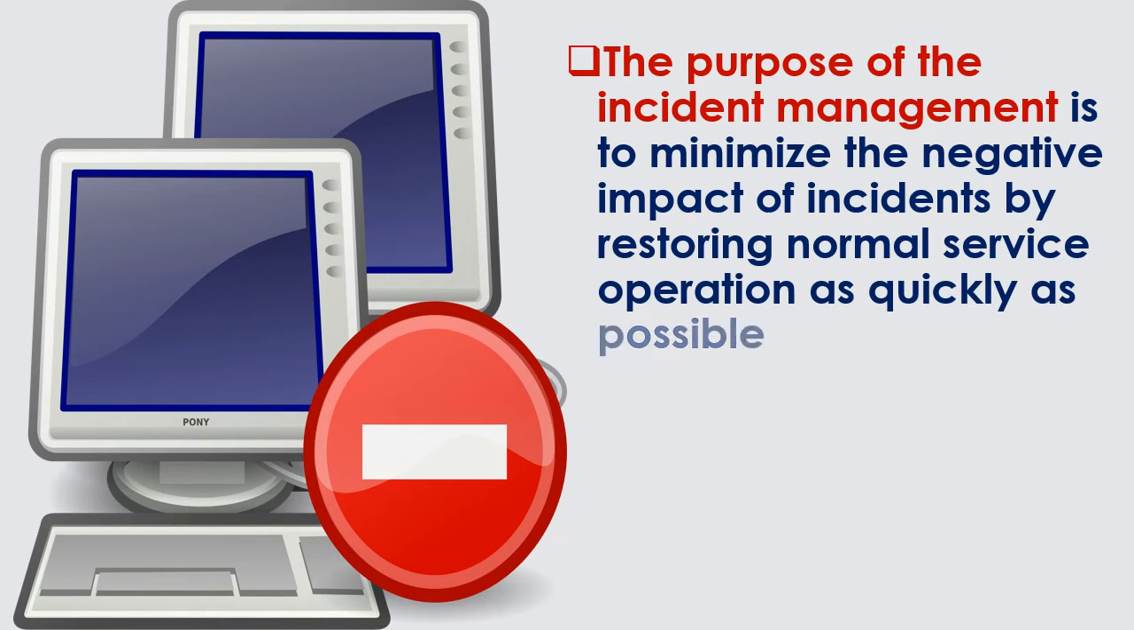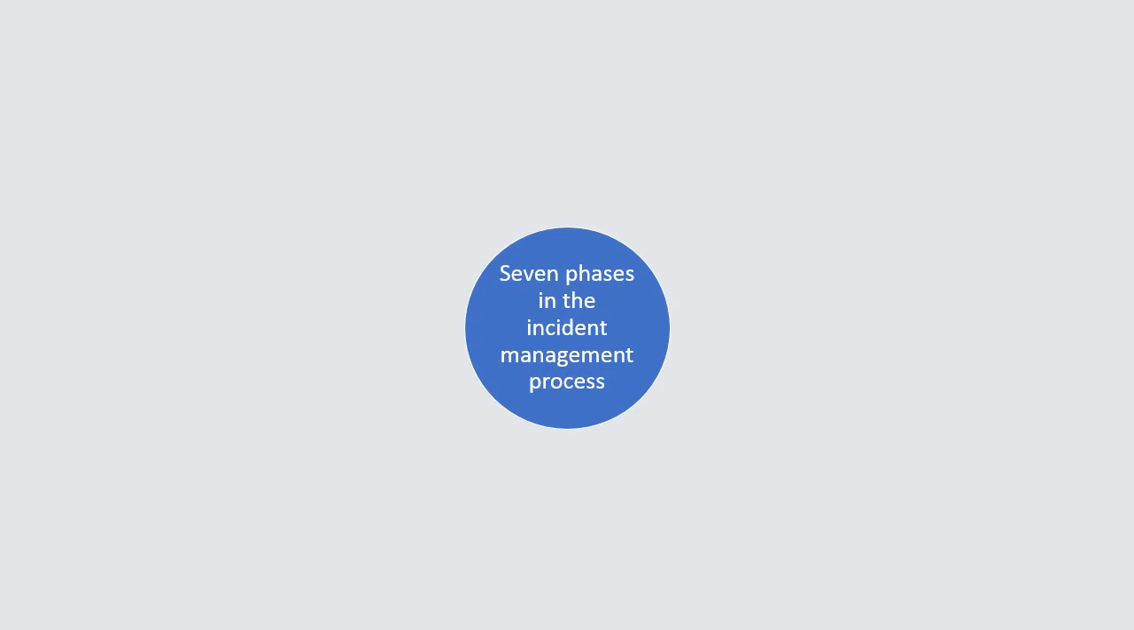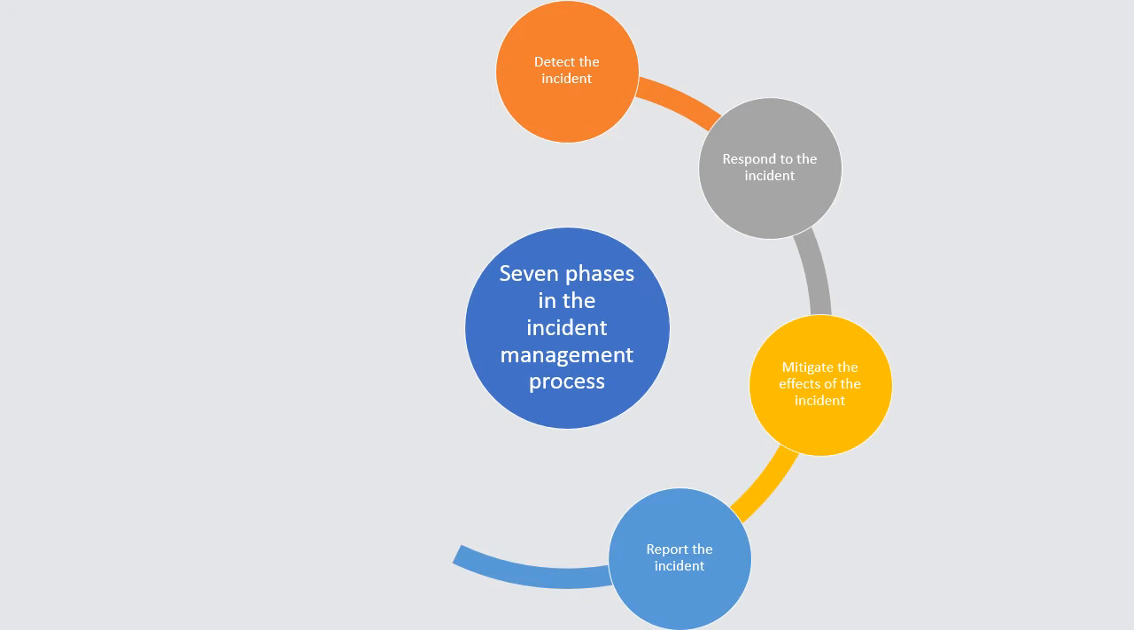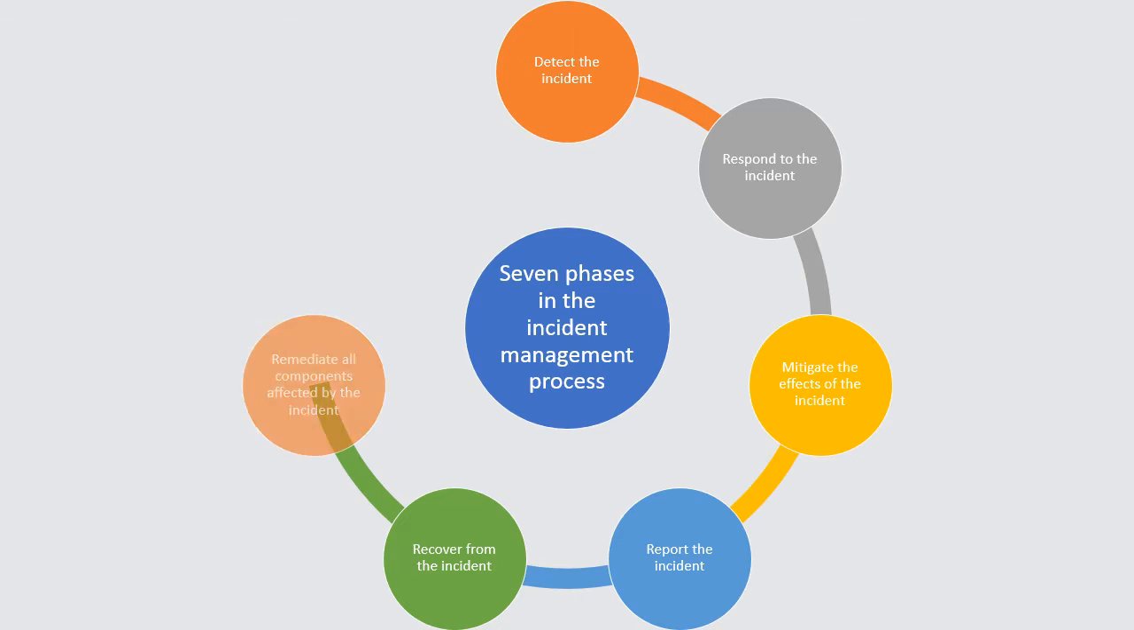quickly as possible. The 7 phases in the incident management process are: detect the incident, respond to the incident, mitigate the effects of the incident, report the incident, recover from the incident, remediate all components affected by the incident, review the incident and document findings as lessons learned.